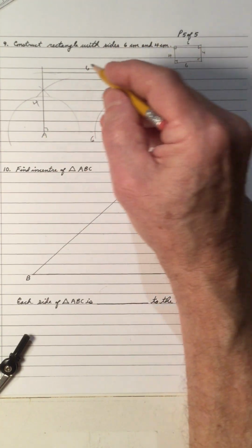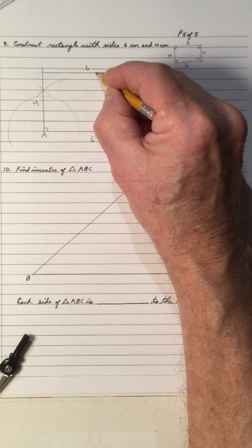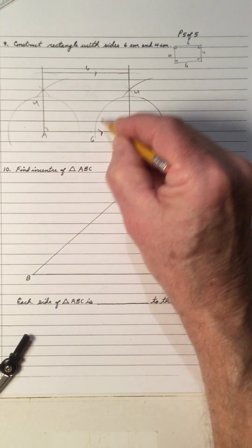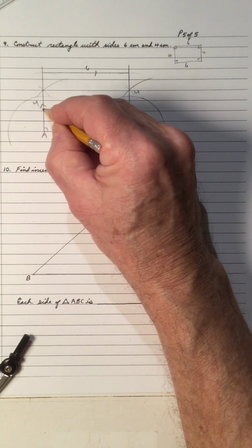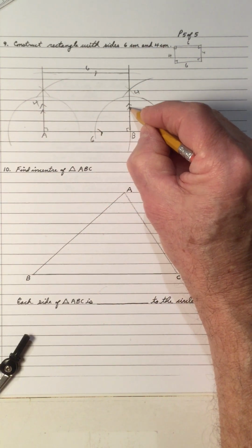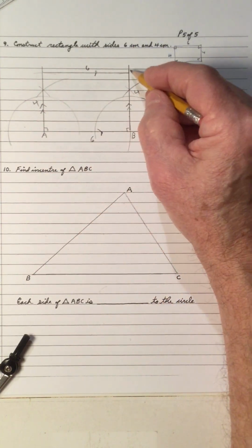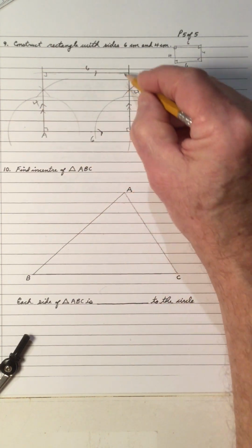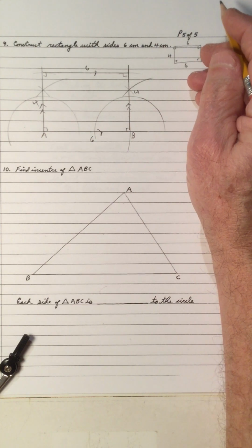So I have a parallelogram with opposite sides equal. These opposite sides are parallel, and I gotta be careful, these two sides here are parallel too. So if that's a 90, then that's a 90. That's a 90. This is a 90. So I have a rectangle.